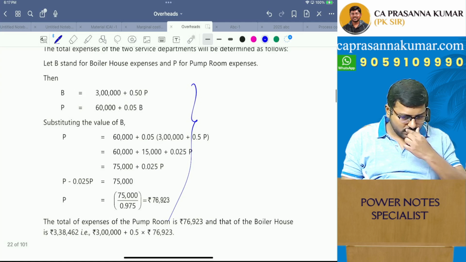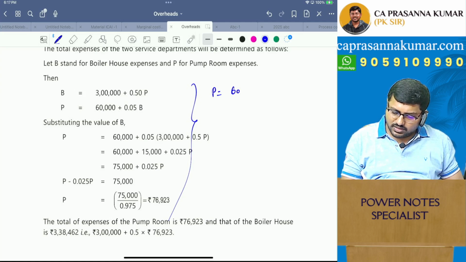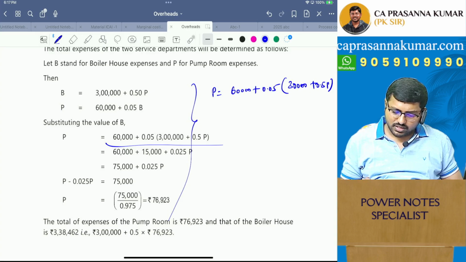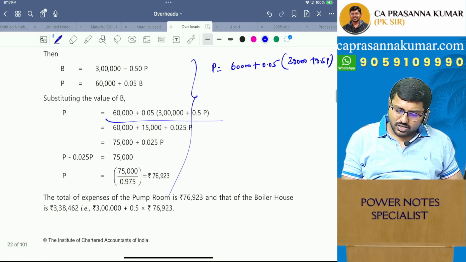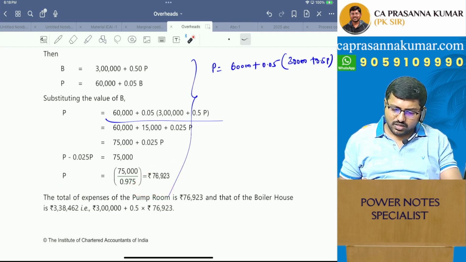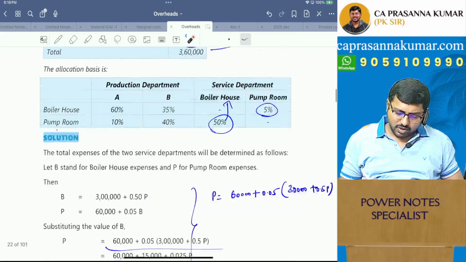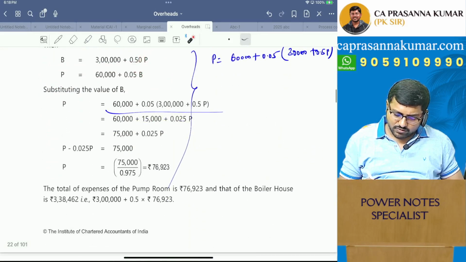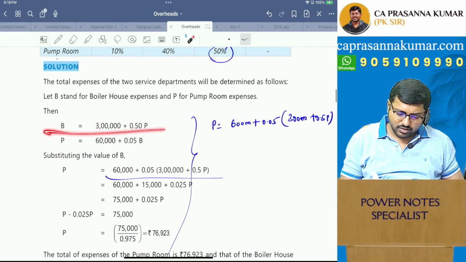So I'll write over here. P is equal to 60,000 plus 0.05 into 30,000. Sorry, 3 lakhs plus 0.5 P. That's what even he has done here. Why to do it again? Okay. You solve this, you'll be getting P is equal to 76,923. You got it? Then you substitute it in the boiler house equation. Here in the place of P, you substitute 76,923, you will get B as well.